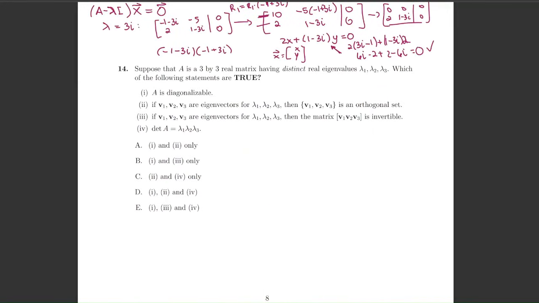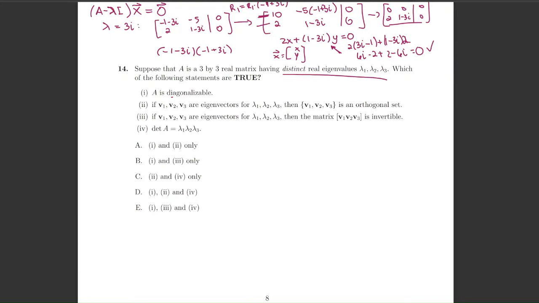Okay, so 14. Suppose that A is a 3 by 3 real matrix having distinct eigenvalues lambda 1, lambda 2, lambda 3. Which of the following statements are true? Part 1 says that A is diagonalizable. This is true. It's one condition for diagonalizable matrices: if you have distinct eigenvalues, then you are definitely going to have a diagonalizable matrix.